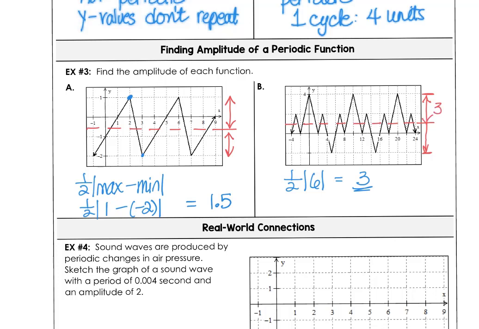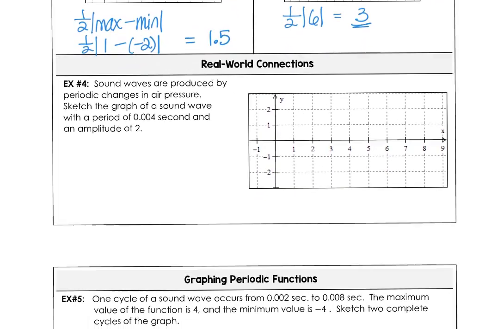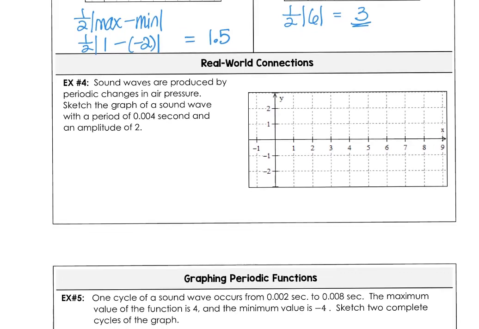And we go 3 up and 3 down. Then for example 4, a real-world connection, we know sound waves are produced by periodic changes in air pressure. And we want to sketch the graph of a sound wave which has a period of 4,000th of a second and an amplitude of 2.